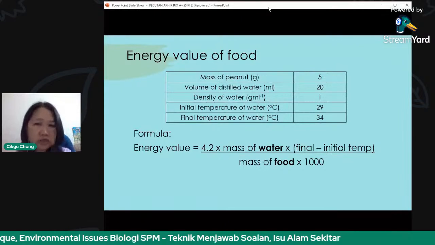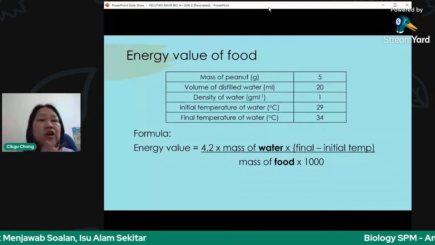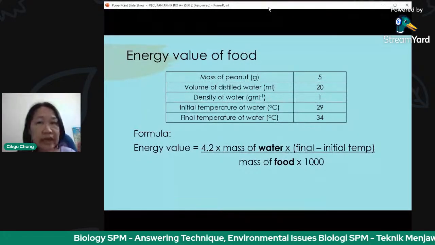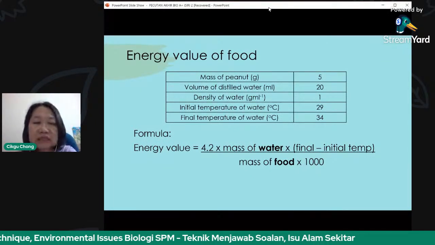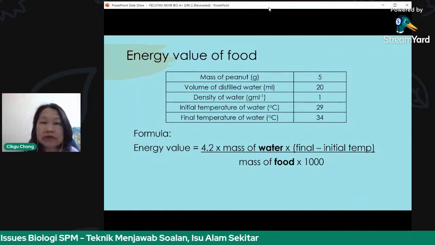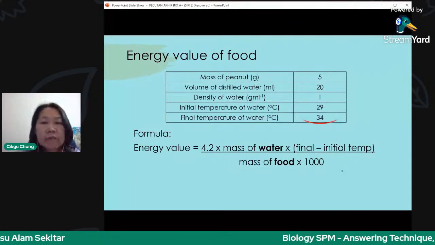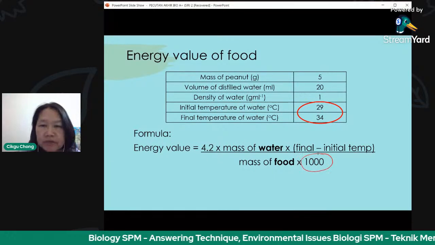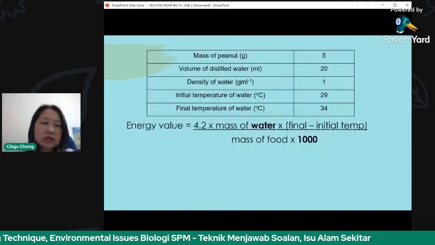Okay, and then don't forget to divide by the mass of food, because the answer is in per gram. If you divide by the mass of food, your answer will be per gram. That means 1 gram of this food, A, will give you so many joules. Sometimes you get a 1,000 at the bottom here. Don't worry about it. You can choose to put it or not. But if you put your 1,000 here, that means your answer will be in kilojoule per gram. All right, so let's do the working.